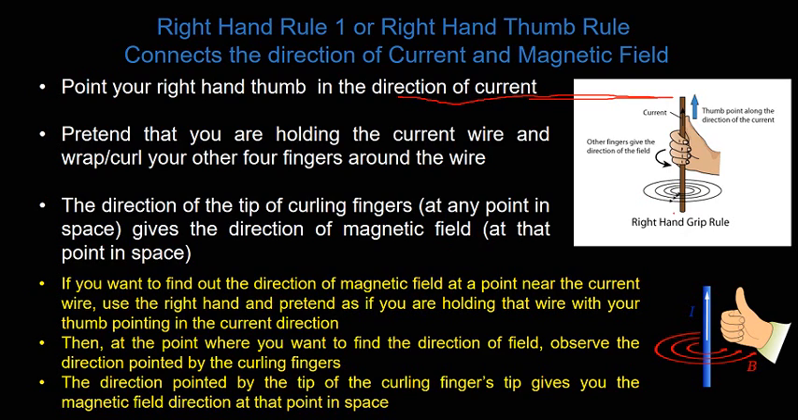That's important, and we will see several examples of using this right hand thumb rule, sometimes also referred to as the right hand grip rule. This is the example again shown here: a straight wire going up. Importantly, we need to use the right hand, and imagine that we are holding this wire such that the thumb points in the direction of current. Then we observe the direction of the curling fingers at different points in space, and the direction of the curling fingers gives us the direction of the magnetic field at any point around the straight current carrying wire.